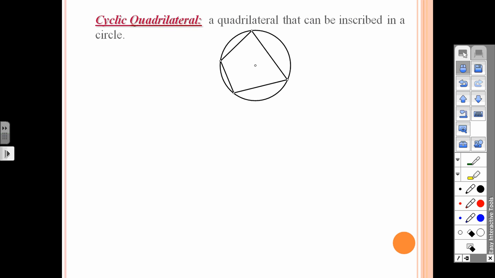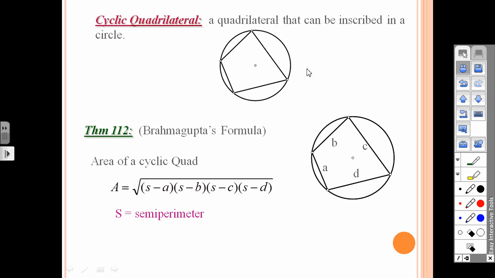So if you do have a cyclic quadrilateral, then you get to use Brahmagupta's formula to figure out the area of it. You would need to know all four side lengths of your quadrilateral, and you would have to plug them into this big thing where you take the square root of the semi-perimeter, which is half of the perimeter, minus side length A, times the semi-perimeter minus B, times the semi-perimeter minus C, times the semi-perimeter minus D. Okay, that was a mouthful, sorry.